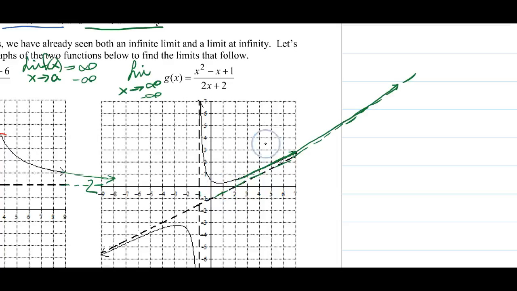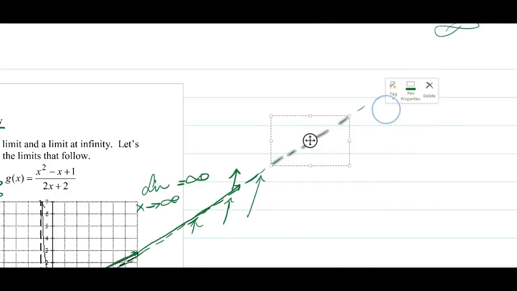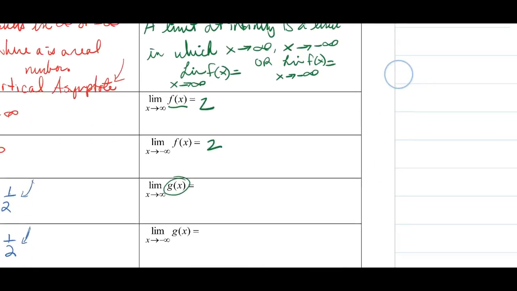So I would say that my limit as x approaches infinity is infinity because it's heading upward as I go to the right, continuing upward. As it gets closer to the asymptote, it is going further and further in the positive y direction. And so we are approaching positive infinity. I could continue to take this further and further, heading up toward infinity. So my limit as x approaches infinity is infinity.